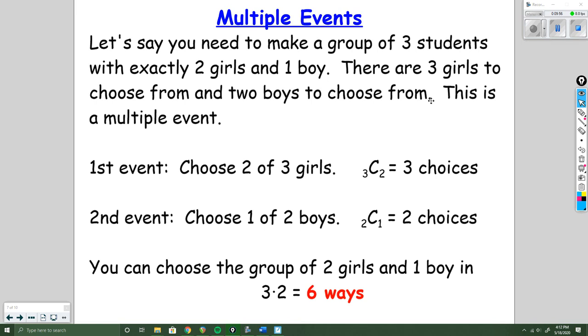In the first event, we want to choose 2 of 3 girls, so that would be 3C2, and we would have 3 choices for that. And in the second event, choosing the boys, we have 1 of 2 boys to choose from, so that's 2C1, and we would have 2 choices for that. So using the fundamental counting principle, it's the number of different ways the first event can happen times the number of different ways the second event can happen. And that would lead us to 6 different ways we could form this co-ed team.